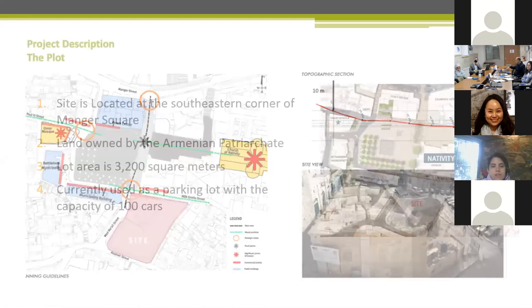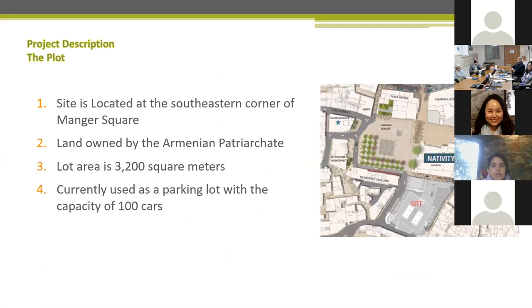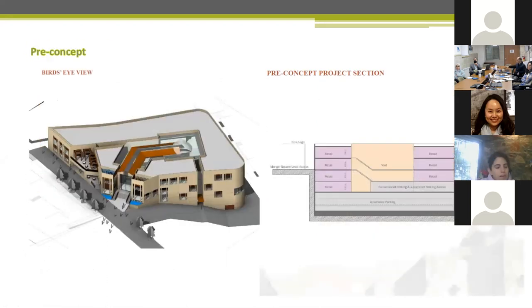The lot is around 3,200 square meters and is currently used as a parking lot with a capacity of 100 cars. I'm going to take you through the initial design and show you how we moved on from that and changed the design. When we asked for a concept, we hired Khatib Alami from Lebanon. This was the first design they showed us, basically a block concept, which had retail on the sides and an atrium in the middle with automated parking underneath.